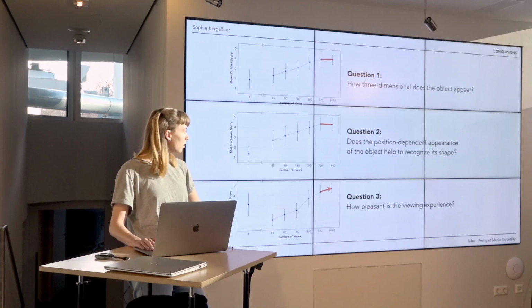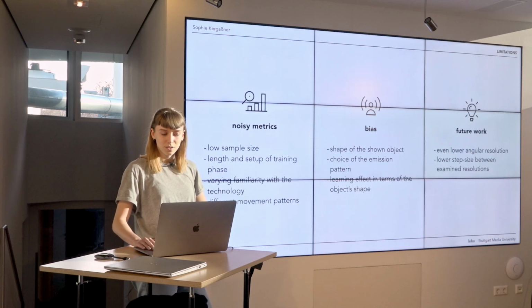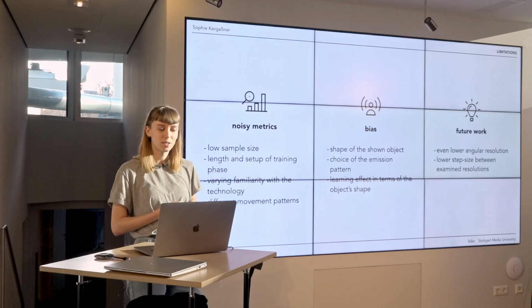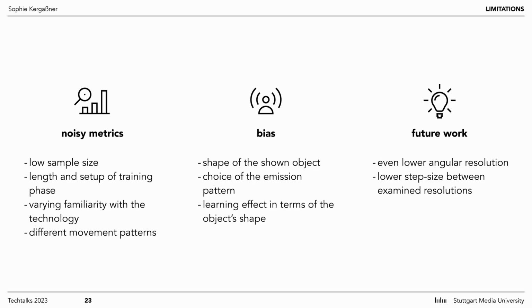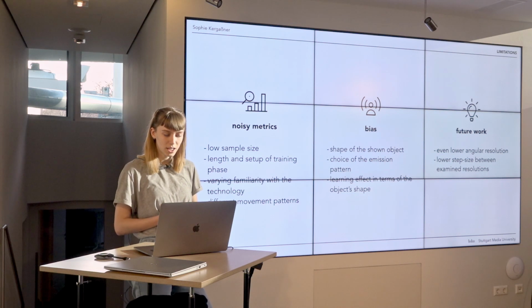And also, all the ratings had a significant standard deviation. The possible reasons for that you can see here. It could be due to a number of reasons, some of them being the small sample size of only 32 participants, the length and setup of the training phase, maybe people couldn't really quantify the experience, and the varying familiarity with the technology. That's often a problem with light fields, that people don't really understand what they are looking at and what's happening. Also the different movement patterns of the subjects in space: some moved around a lot or very fast, some just moved their head a bit.